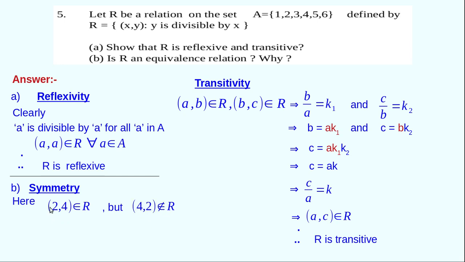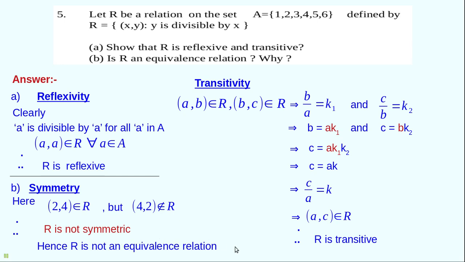4 is divisible by 2, that is correct, but 2 is not divisible by 4. Therefore, (2, 4) belongs to R and (4, 2) does not belong to R. The relation is not symmetric, and hence it is not an equivalence relation. The relation divisibility is reflexive and transitive but not symmetric in the set {1, 2, 3, 4, 5, 6}. Answer to question number 5 is over. Write down in your notebook.